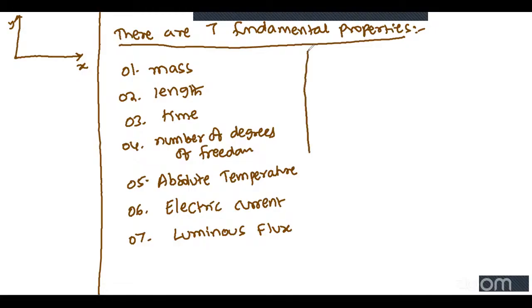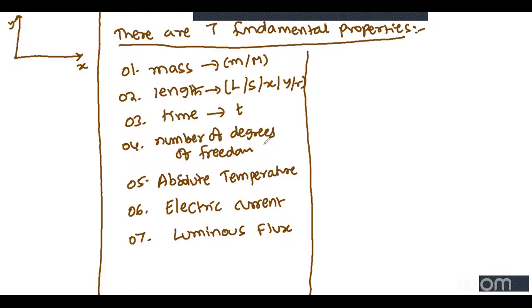Mass is indicated with either small m or capital M. Length is indicated with L or S, X, Y, or small r. Time is T. Number of degrees of freedom is small n. Absolute temperature is T. Current is either small I or capital I. Luminous flux is capital I, or phi.